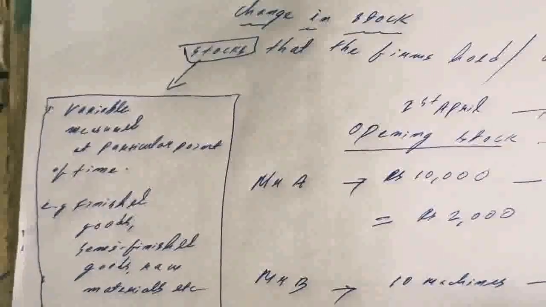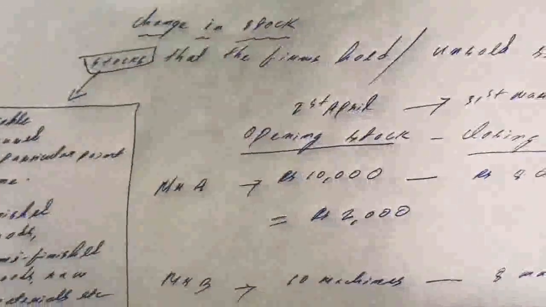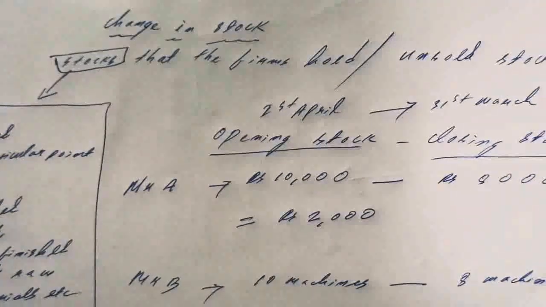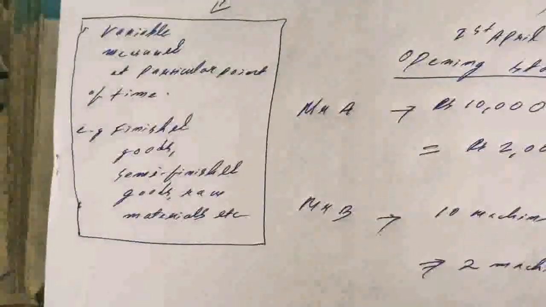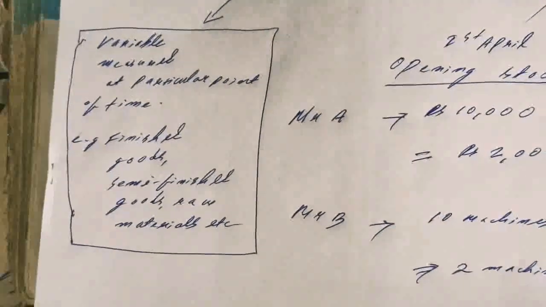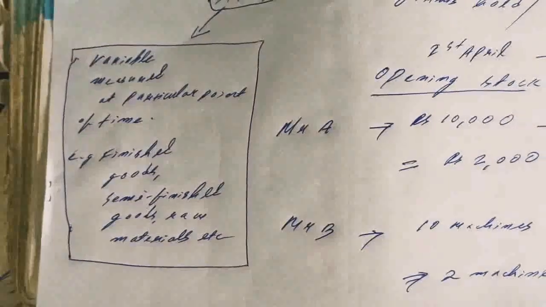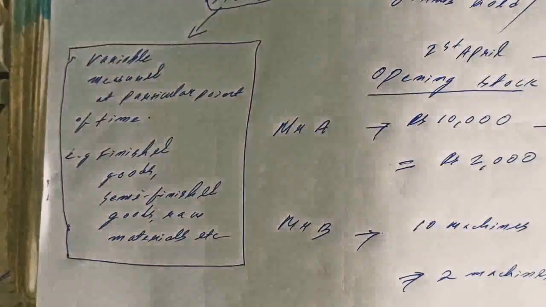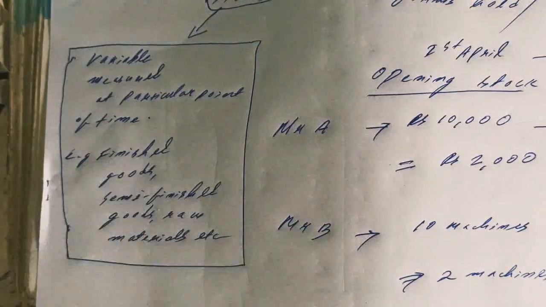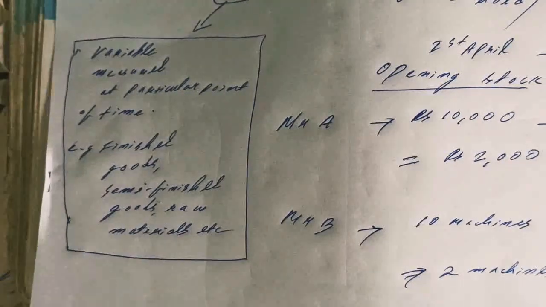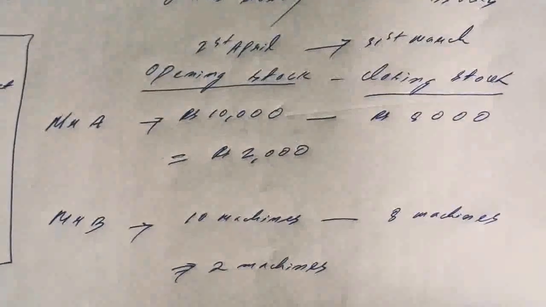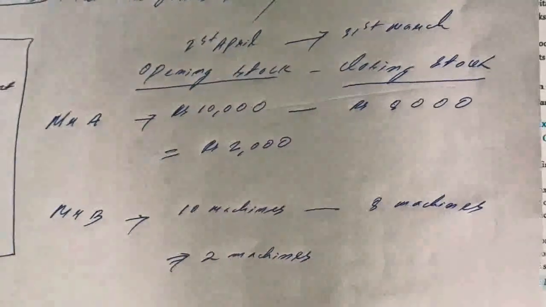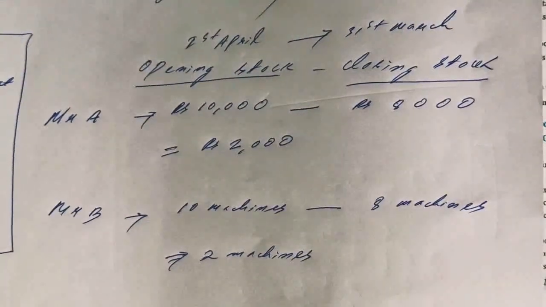Okay, so I repeat again. When we say change in stock, it means stocks that the firms hold or unsold stocks, okay? Now, stock is anything or any variable measured at a particular point of time. It can be finished goods, semi-finished goods, and raw materials, etc., okay? Now you see, this is the formula for finding change in stock, that is opening stock minus closing stock.